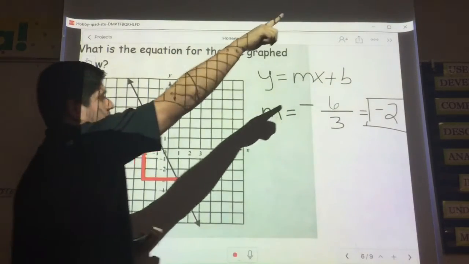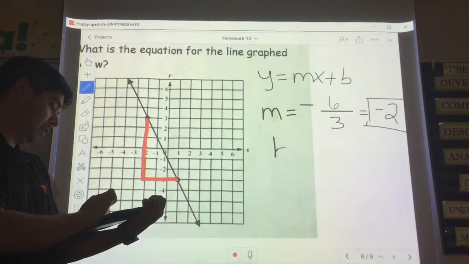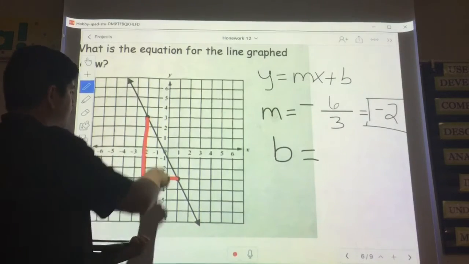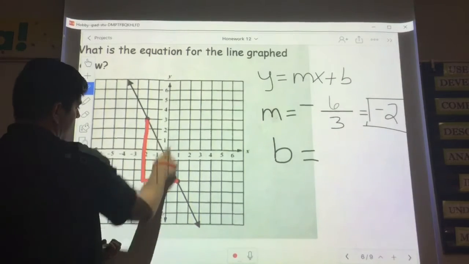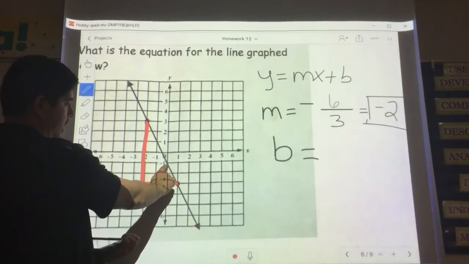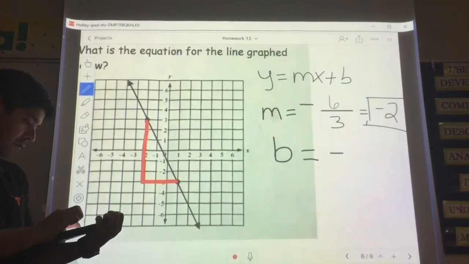Now I just need to find out my lowercase b, or my y-intercept. So y-intercept. All I'm going to do is look at my graph, see where this line crosses the y-axis, and it crosses right there. Okay, so this y-intercept is negative 1 because that's where it crosses. So b equals negative 1.